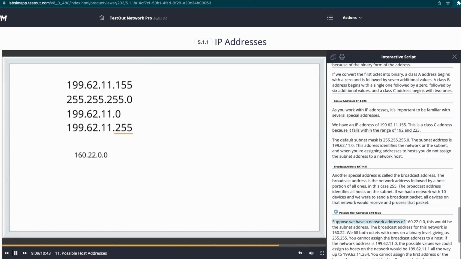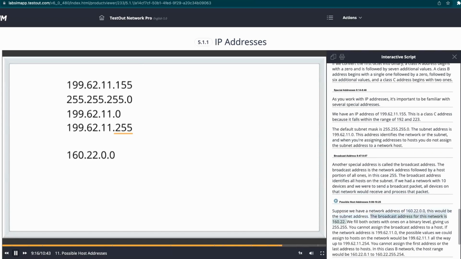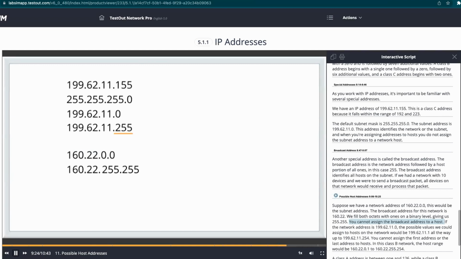Suppose we have a network address of 160.22.0.0. This would be the subnet address. The broadcast address for this network is 160.22. We fill both octets with 1s on a binary level, giving us 255.255. You cannot assign the broadcast address to a host.